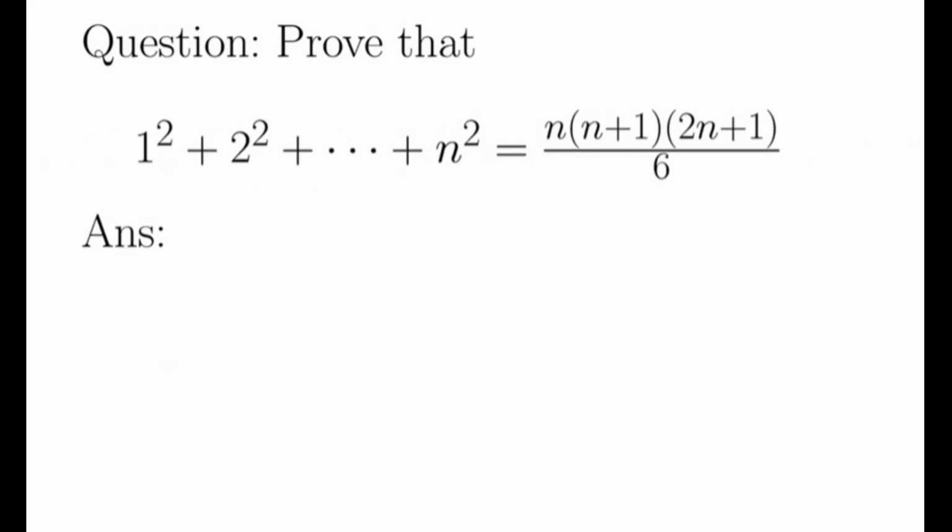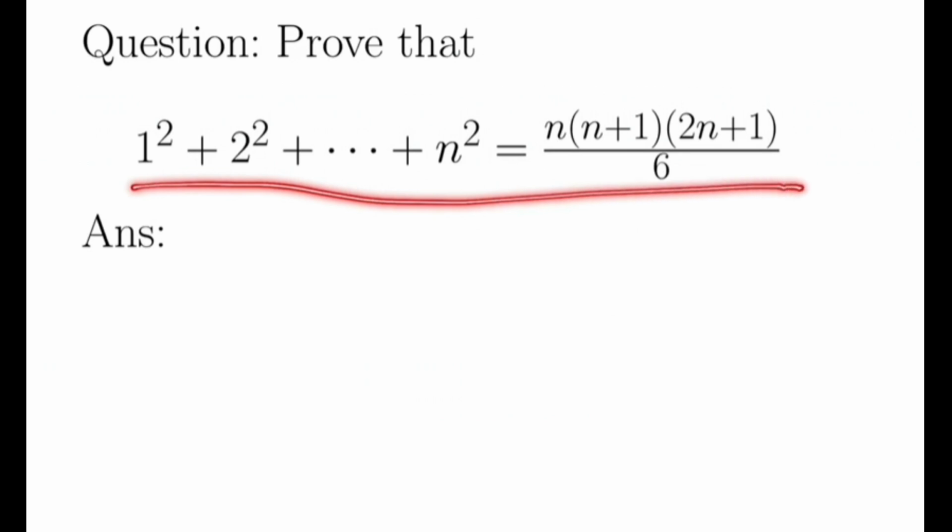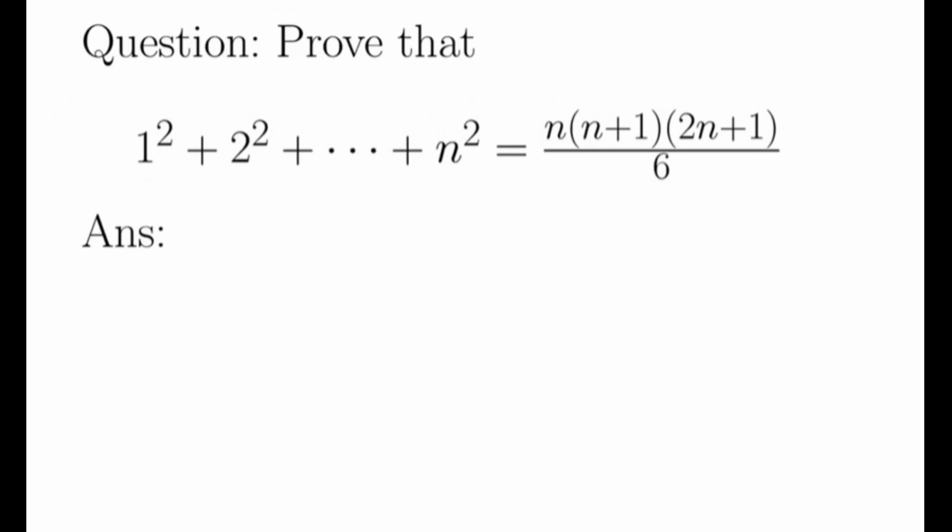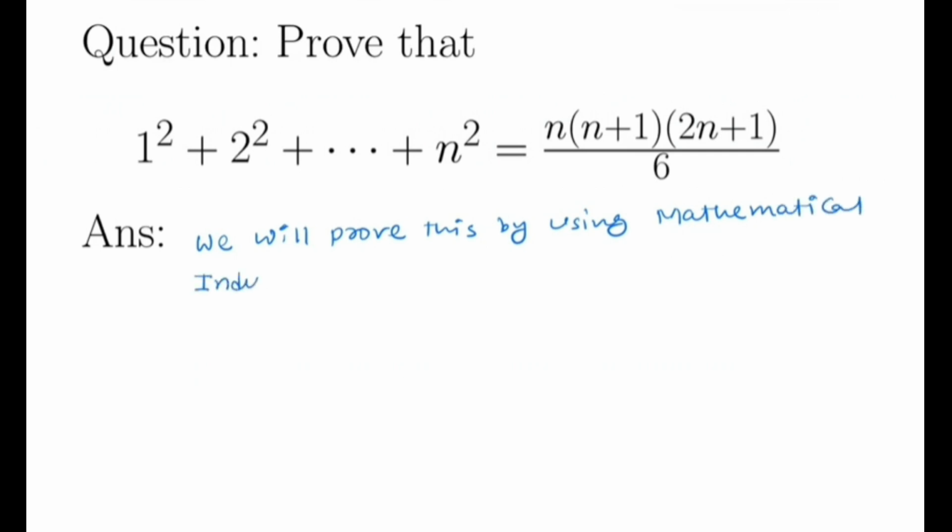In this video, we will solve a very nice identity which is 1 square plus 2 square plus 3 square up to n square. The summation is equal to n into n plus 1 into 2n plus 1 by 6. So we will prove this by using mathematical induction. So by using mathematical induction, we will prove this identity.